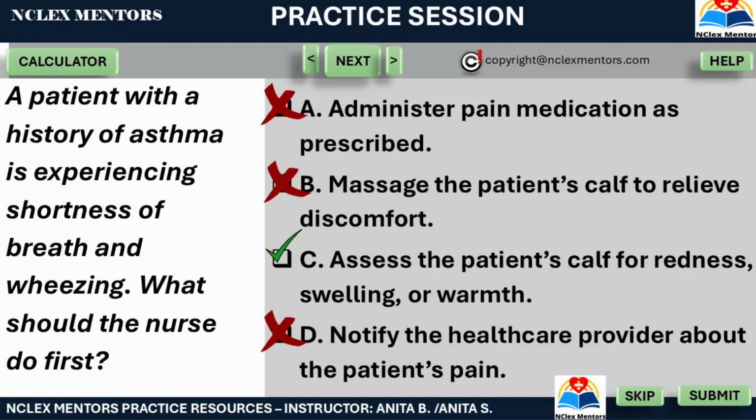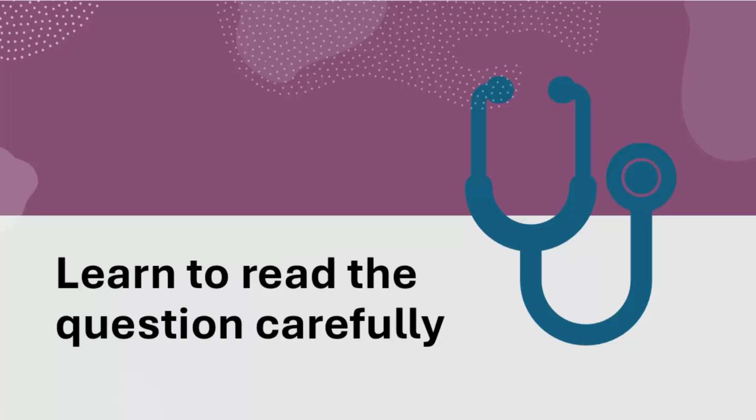For option A, pain medication doesn't address the root cause. For option B, massaging the calf could dislodge a blood clot. For option D, notify the provider only after gathering necessary assessment data. For option C, this option aligns with the nursing process: assess before acting. Now let's see the third strategy.